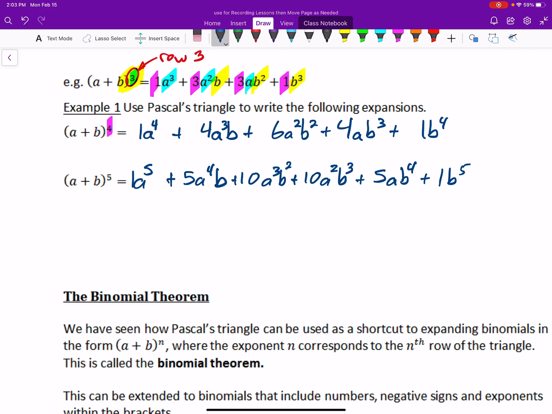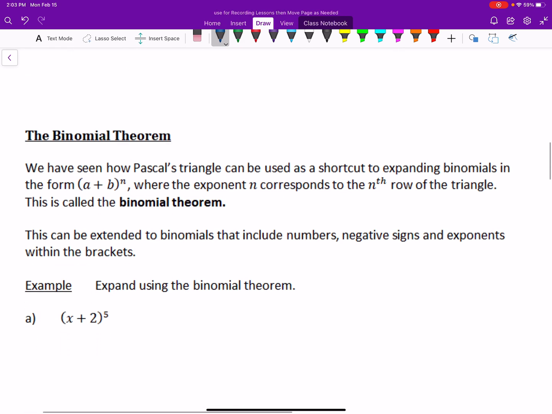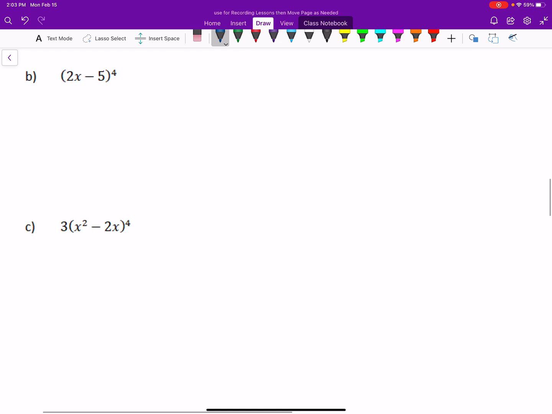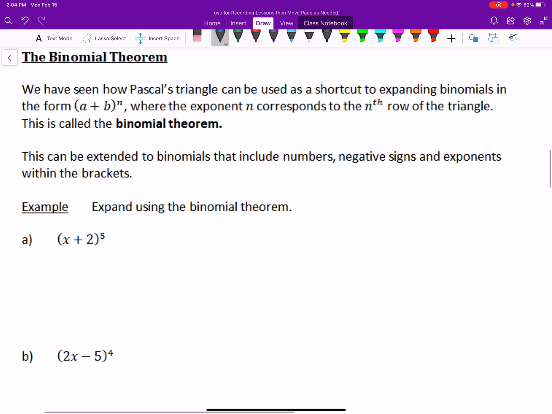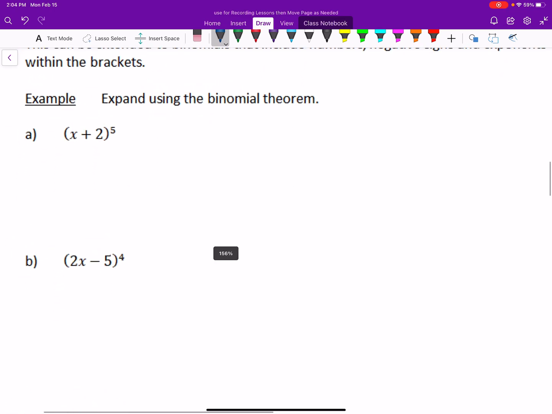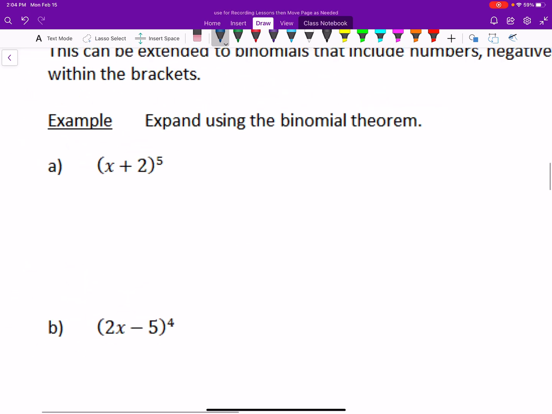But what if I don't have just a plus b that I want to multiply together? What if there's numbers and negatives and other things in there? Well, we're going to see a couple of examples of that. So hopefully you got the idea, and let's just look at an example. So look at this first example.